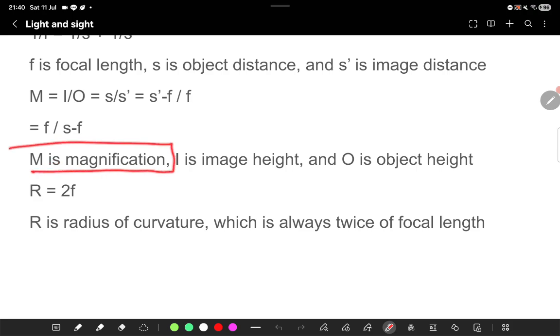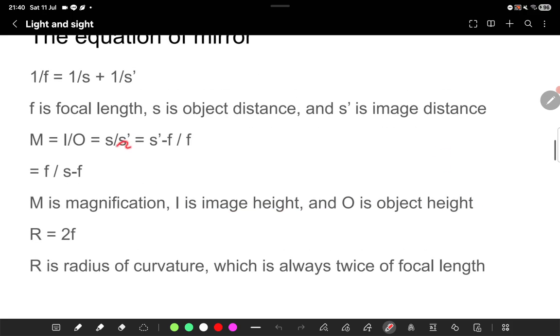Next up, magnification. Magnification means how much your image is scaled up or scaled down. It basically determines the multiplier for your size. As you can see, I is the image height and O is the object height. Then you can also use these two in the magnification formula. You could derive these or just memorize them.